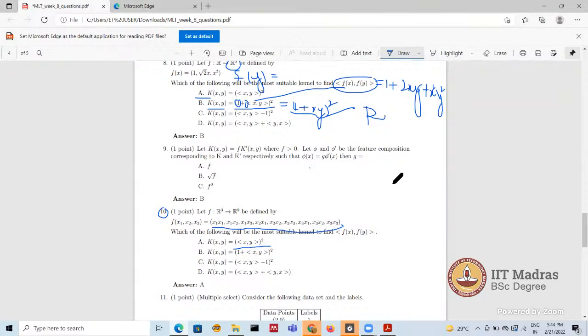RBF looks very simple, but it is actually very complicated. Do you know what RBF does? It actually maps your data points to infinite dimension space. I don't know what that means.